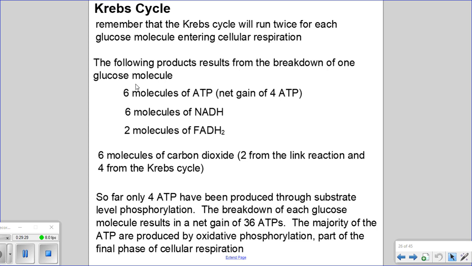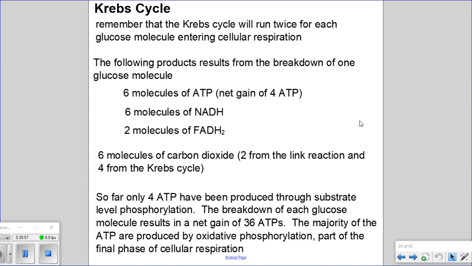So we've generated 6 molecules of ATP so far for a net gain of 4 ATP. We have generated 6 molecules of NADH and 2 molecules of FADH2. We've also generated 6 molecules of carbon dioxide, 2 from the link reaction and 4 from the Krebs cycle. So far, only 4 ATP have been produced through substrate-level phosphorylation.